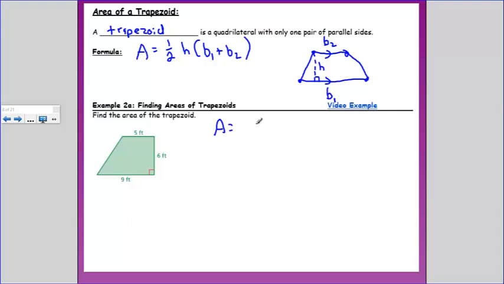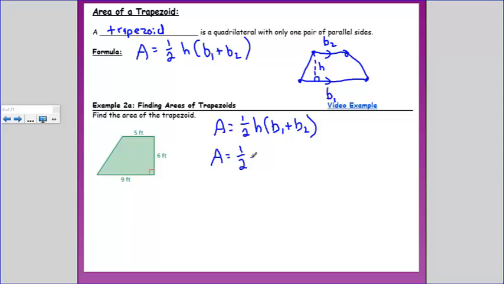Let's try it. Reminder, step 1 is to rewrite our formula. So this shape is a trapezoid. So if we have a formula, we're going to use it. And now step 2: this is substituting what we know.